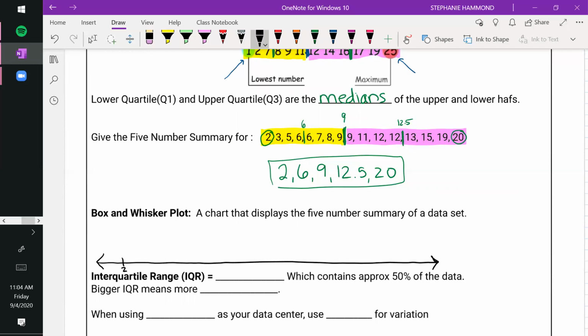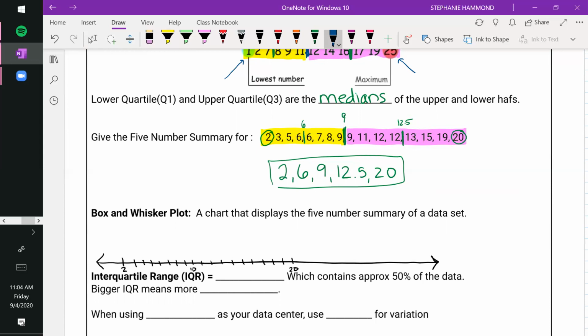So I'm going to go, let's see, 2, 3, 4, 5, 6, 7, 8, 9, 10, 11, 12, 13, 14, 15, 16, 17, 18, 19, 20. Okay, so my number line's a little longer than I needed it to be, not a big deal.